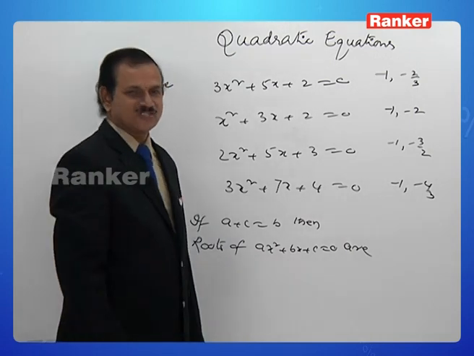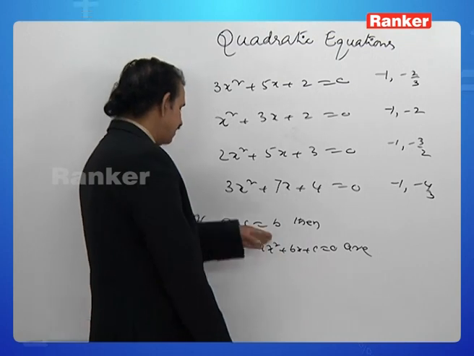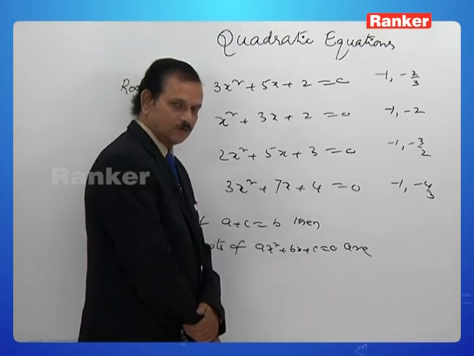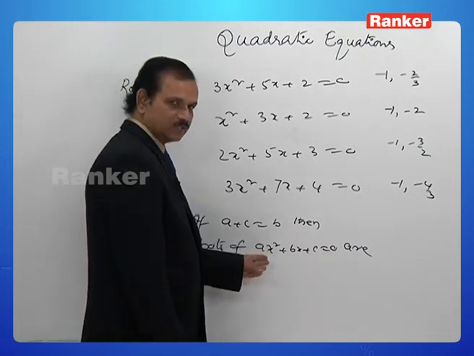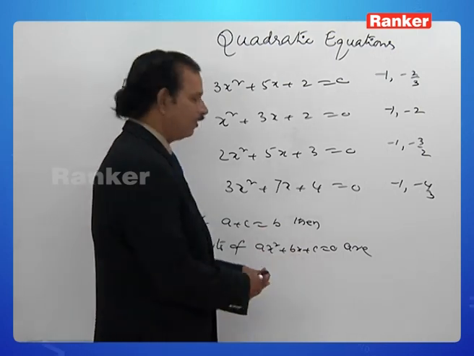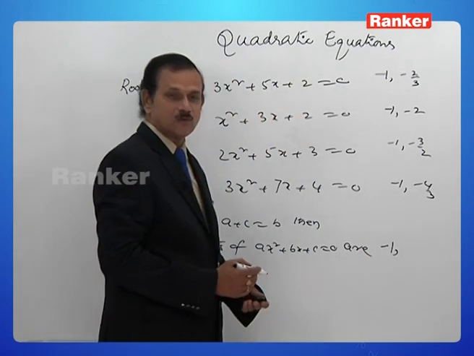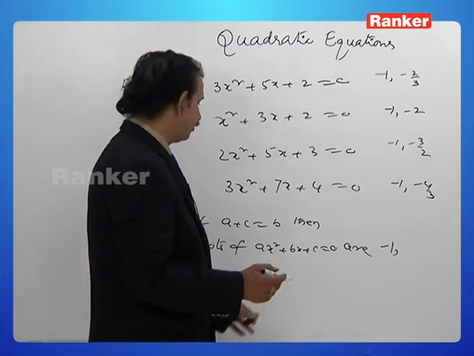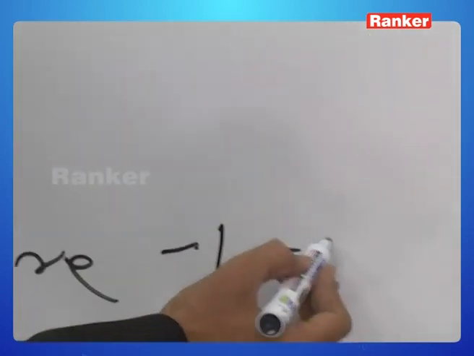Let us construct it. It is given that a plus c is equal to b. That is, a minus b plus c is equal to 0. We can understand that minus 1 is a root. Take x equal to minus 1. A minus b plus c is equal to 0, the condition given. So, surely one root is minus 1. What is the other root? As in the previous case, let us say the other root is beta. Minus 1 into beta is c by a. So, beta is minus c by a. The roots are minus 1 comma minus c by a.